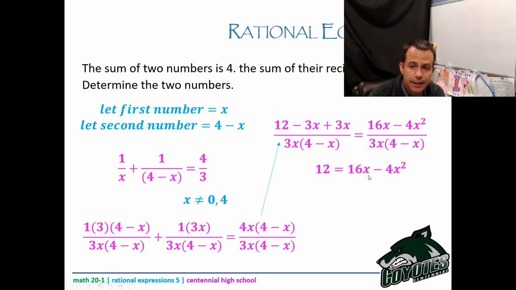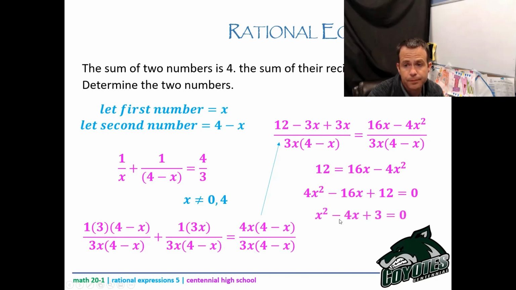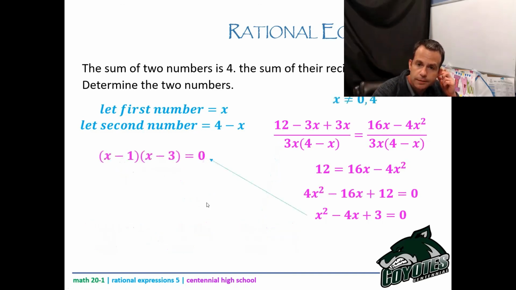I'm going to bring these guys over here so that I don't have to deal with a negative leading coefficient. So I'm going to have 4x squared minus 16x plus 12 equals 0. We'll divide everything by 4, make my numbers a little easier. Okay, so I've got x squared minus 4x plus 3. And I'm now ready to try factoring. Two numbers that multiply together to give me 3 and add together to give me negative 4 would be negative 3 and negative 1, which means x equals 1 and 3.